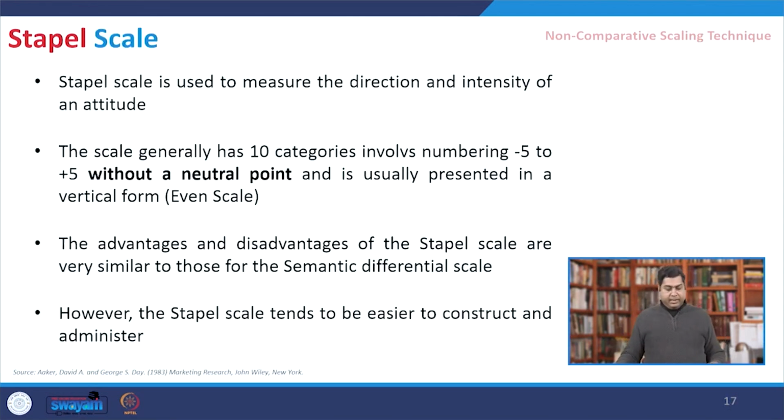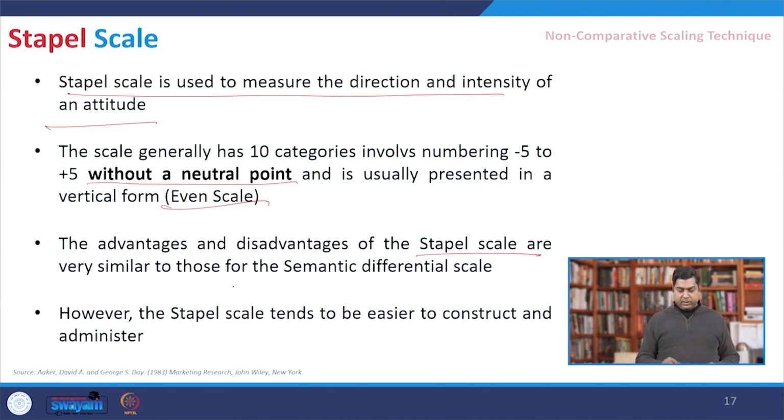Now, the staple scale is used to measure the direction and intensity of an attitude, and in this case definitely it is unipolar, where you do not have any such kind of neutral value. So mostly it is the even scale. The advantages and disadvantages are similar to the semantic differential scale, because if I wish to have a value in between, suppose it is neither +3 nor +2, I am not very keen to give +3 or +2, something in between, that is not possible.